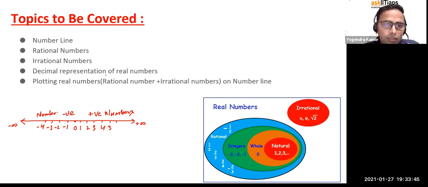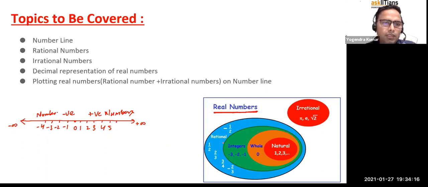By the way, what are real numbers actually? I think we can start right away. Whatever numbers we study in maths, and so far whatever numbers you have studied, those are all real numbers. There are imaginary numbers also, but that is later on. As of now, whatever numbers you are dealing with are all real numbers, so you can assume that all are real numbers only.